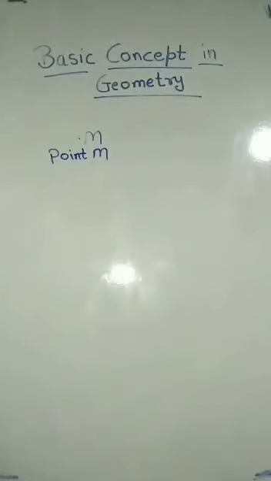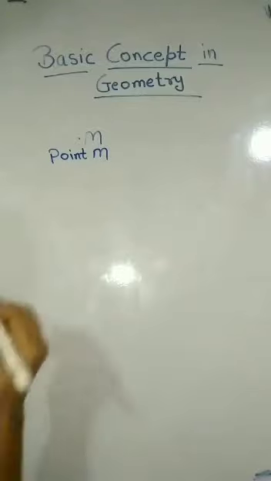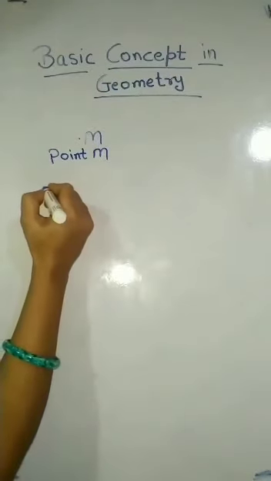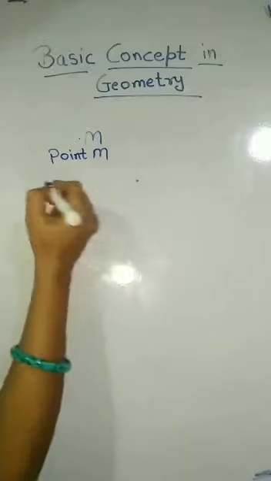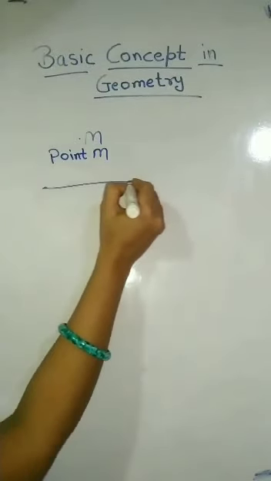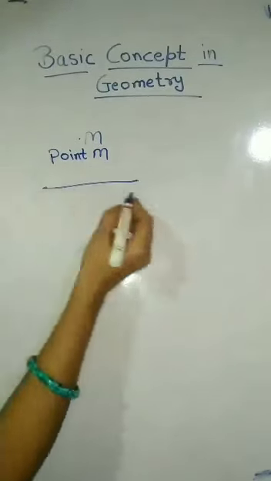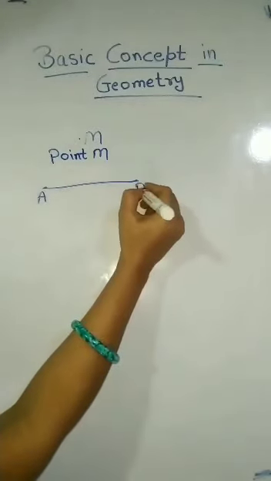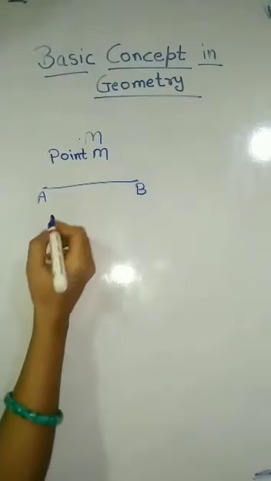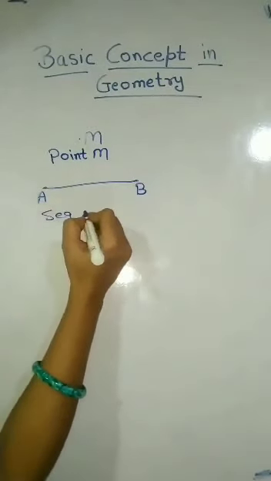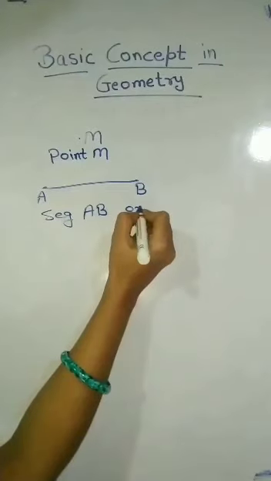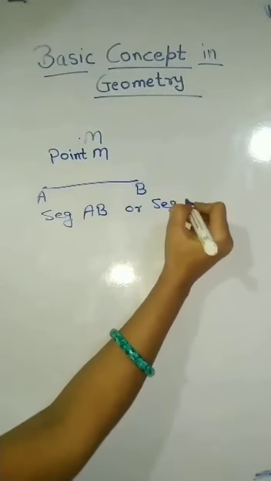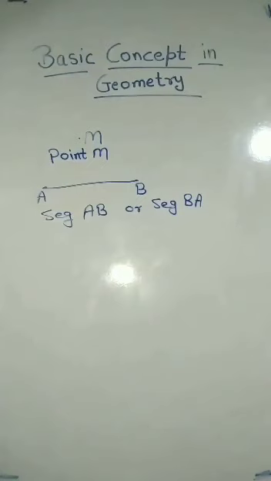Okay, now move to the next concept of this chapter, that is the segment. If I join 2 points, see, these are 2 points, and joining these 2 points, we get a segment. Here I am giving the name AB. We will write this as segment AB or segment BA. Okay, this is a segment. Now point is clear, segment is clear.